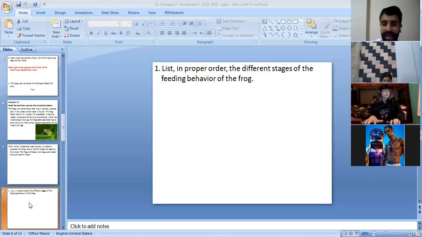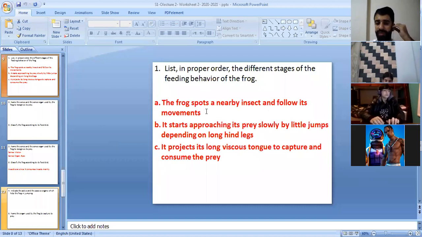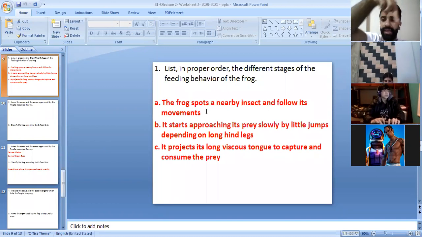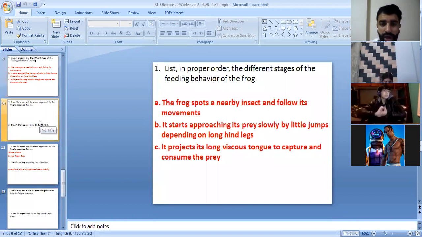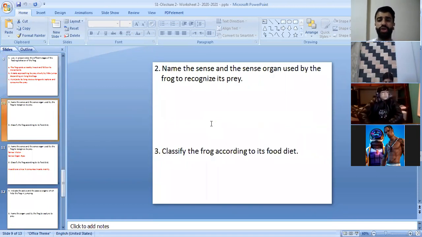The steps in the text, listed in the proper order. A, the frog spots a nearby insect and follows its movements. B, it starts approaching the prey slowly by little jumps. C, then it projects its long viscous tongue to capture and to consume the prey. Number 2, name the sense and the sense organ used by the frog to recognize its prey. Number 3, classify the frog according to its food type.